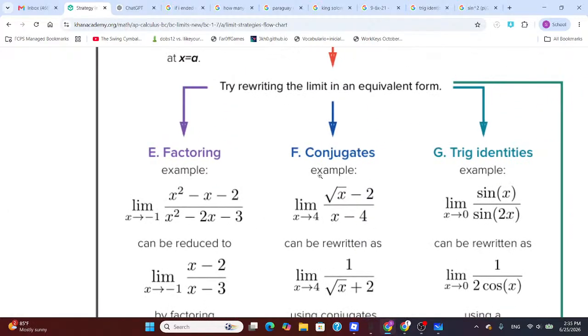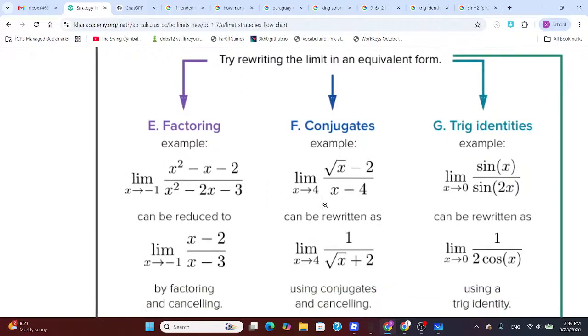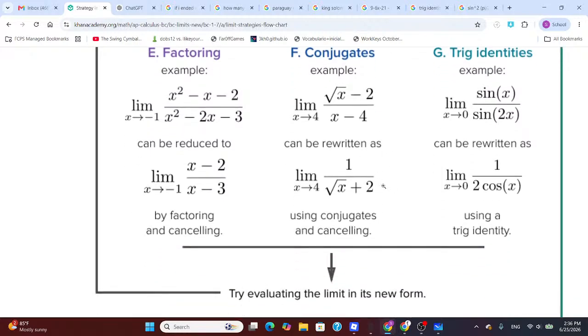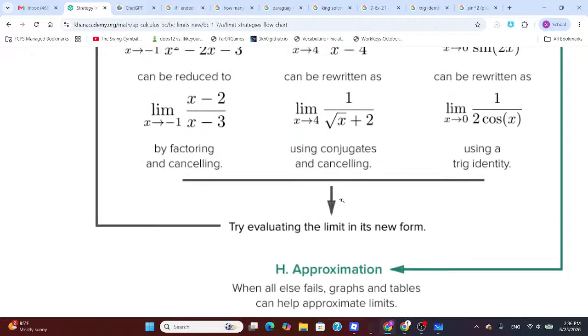Conjugates are harder than factoring, of course, but it's not impossible to understand. You multiply top and bottom by the conjugate, and you cancel the familiar factors, and then you get a new expression.